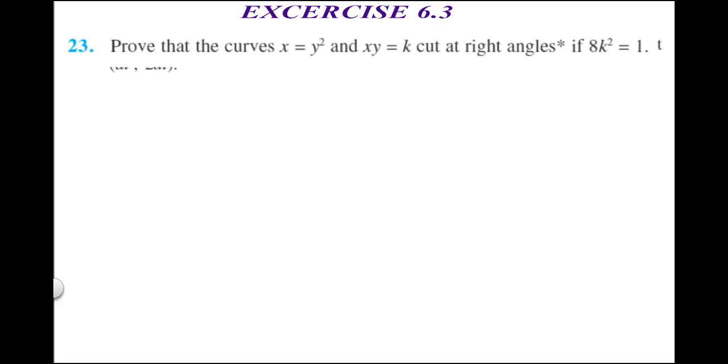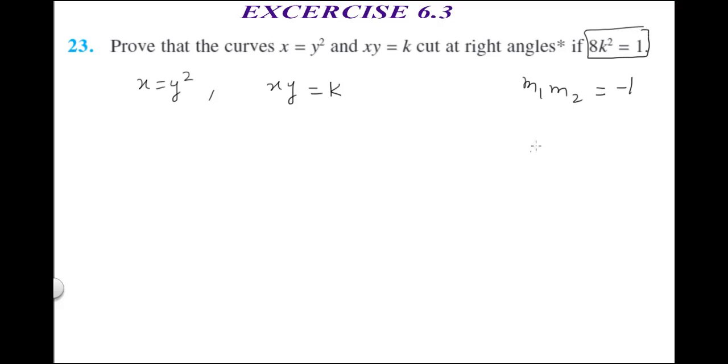And the next question that we are going to do is here. Question number 23. In question number 23, we have to prove that the curves x equals y square and xy equals k are cutting at right angles. Cutting at right angles means the product of their slopes will be minus 1. So if they cut at right angles, we have to prove that 8k square is equal to 1. Clear?